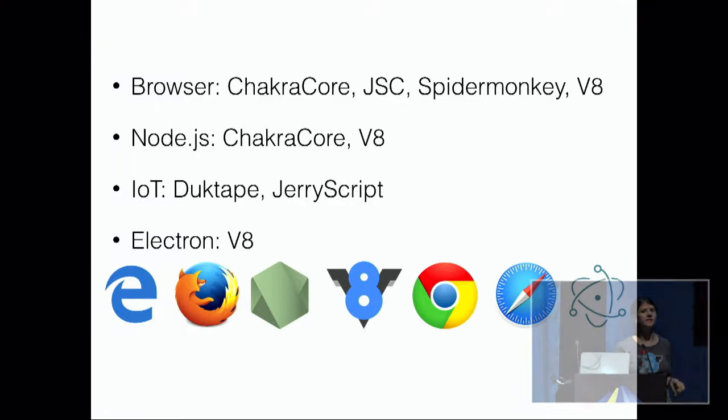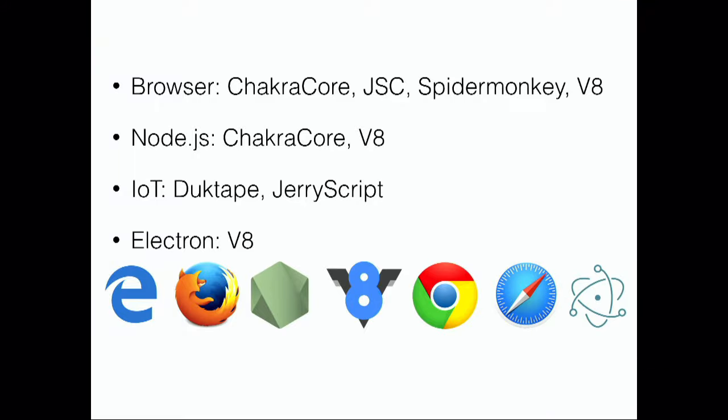So to put V8 into context, V8 is not the only JavaScript engine. The major browsers all have their own JavaScript engine. We have Chakra Core, that is in Microsoft Edge. You might have heard Kenneth talk yesterday. We have JavaScript Core in Safari. We have SpiderMonkey and various other monkeys in Firefox. And we have V8 in Chrome.